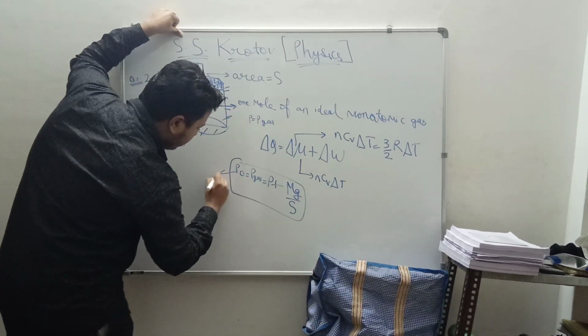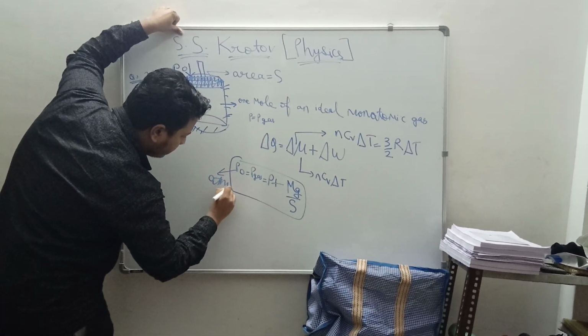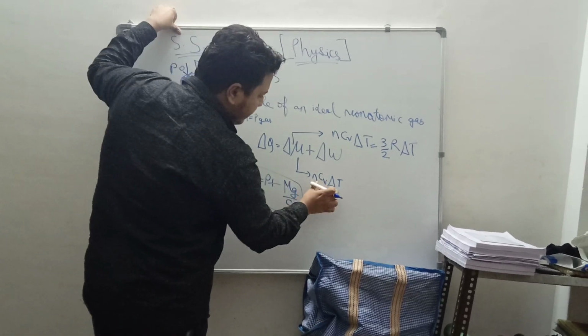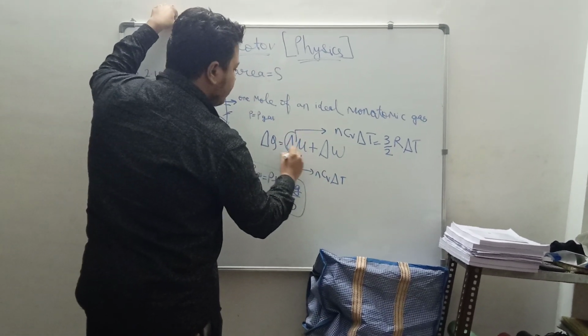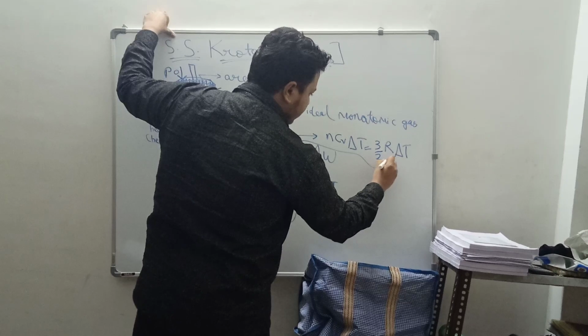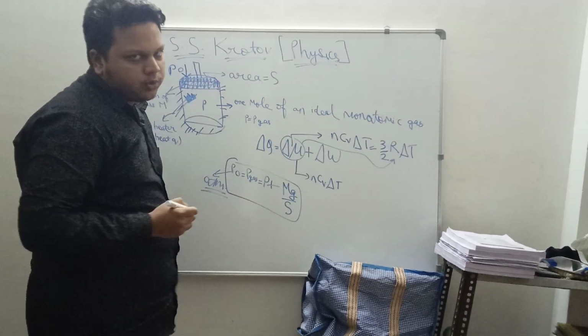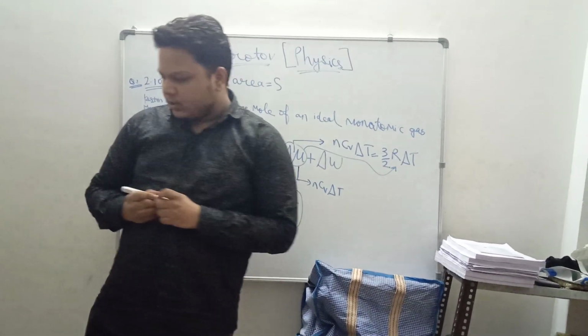Here P is the atmospheric pressure, and nCv delta T we have applied, so we have determined delta U also. Till here, if you have any doubt, you can ask.